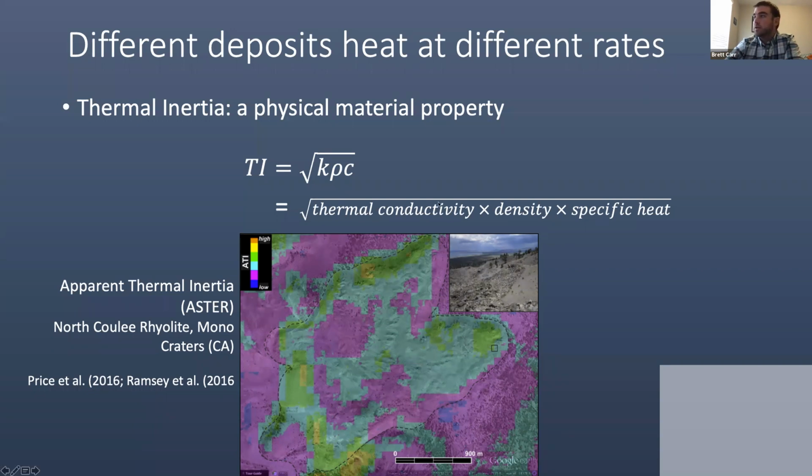a lower thermal inertia. Thermal inertia is also sensitive to particle size, just in the sense that a big block of something is going to be able to absorb more heat and conduct that heat into the subsurface compared to a smaller particle.